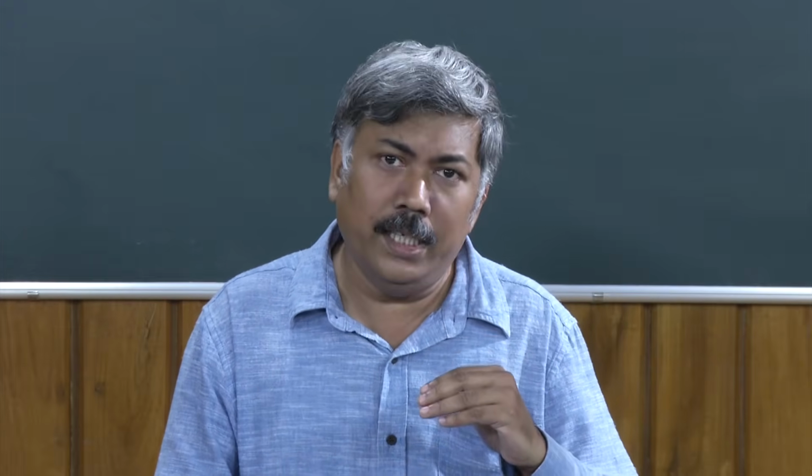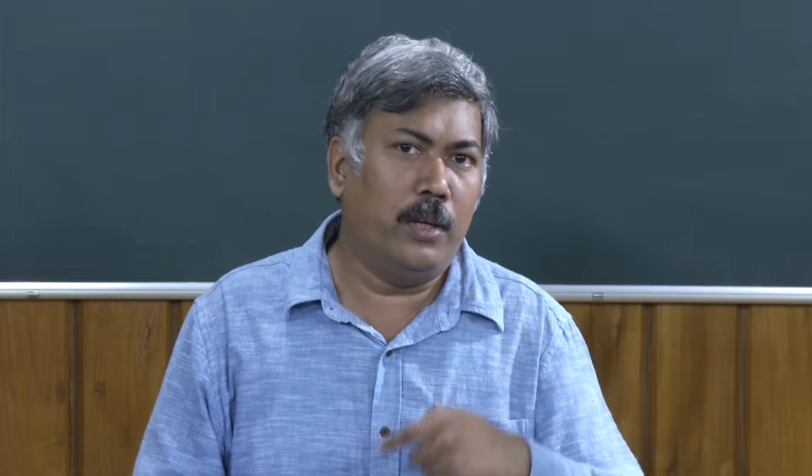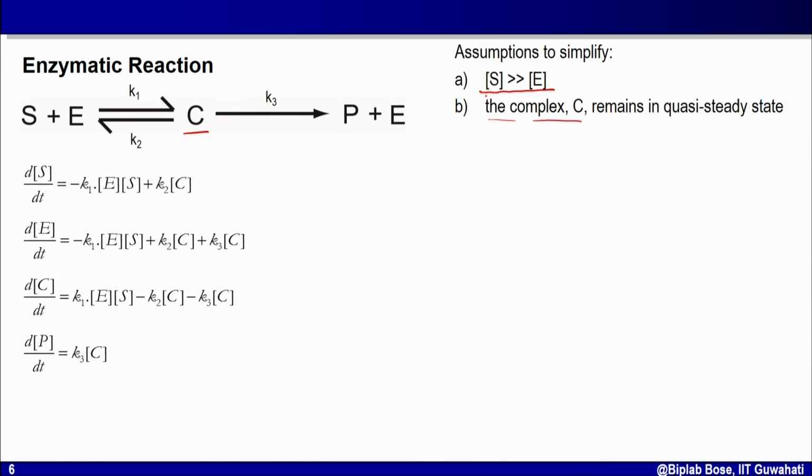Now you can easily see that assumption 2 requires assumption A, because if I have to continuously produce C and C is continuously broken down into P and E, then I should have constant supply of substrate, so new C molecule can be formed. So that's why you have to assume substrate concentration is much higher than enzyme concentration, otherwise I will not get the steady state of C for a tangible time. So if I have these 2 assumptions, then I can consider that C is at a steady state. Now what does that mean?